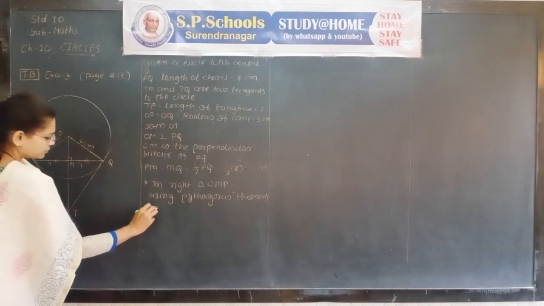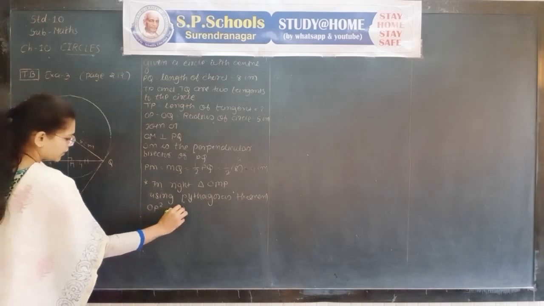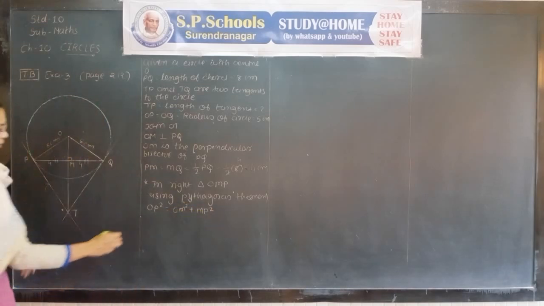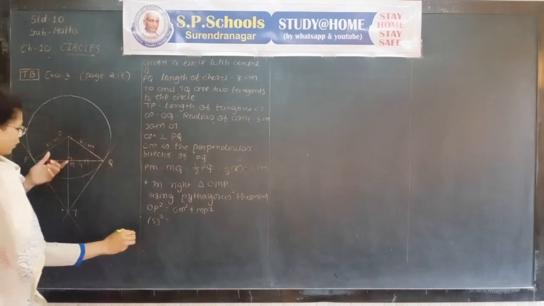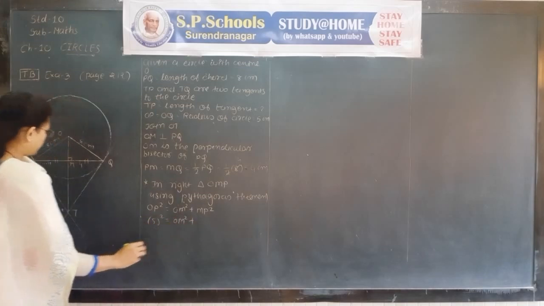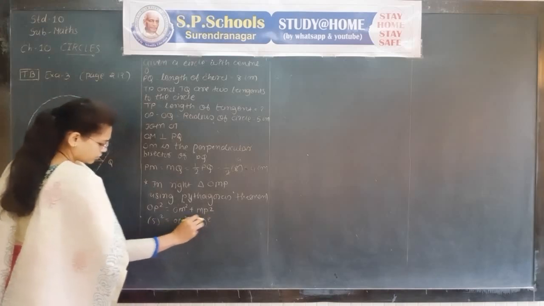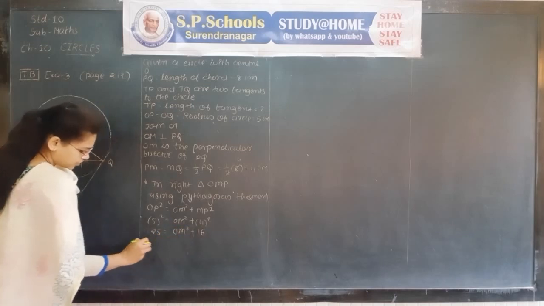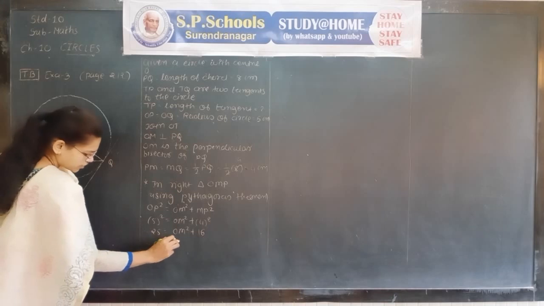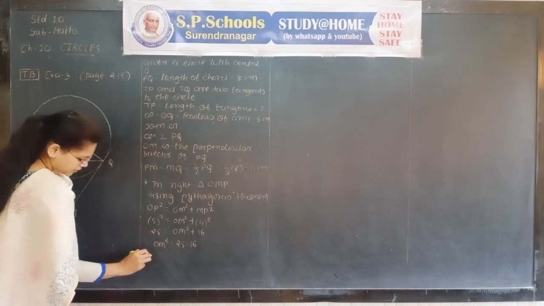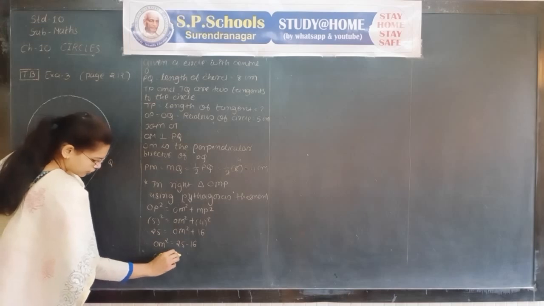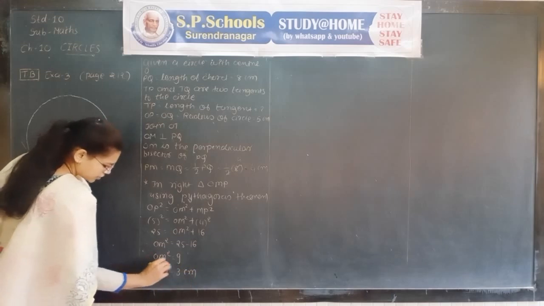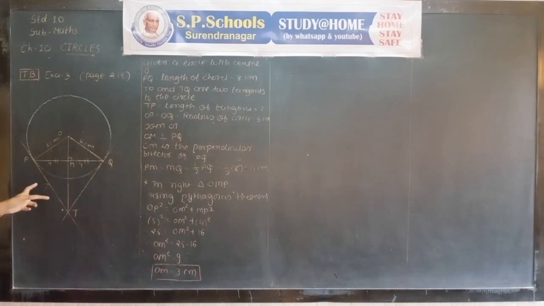OP square is equal to OM square plus MP square, where OP is equal to 5 squared, OM remains as it is, plus MP is 4 squared. So 25 is equal to OM square plus 16. That's why OM square is equal to 25 minus 16. That's why OM square is equal to 9, and OM is equal to 3 cm. Okay, we need to find TP.